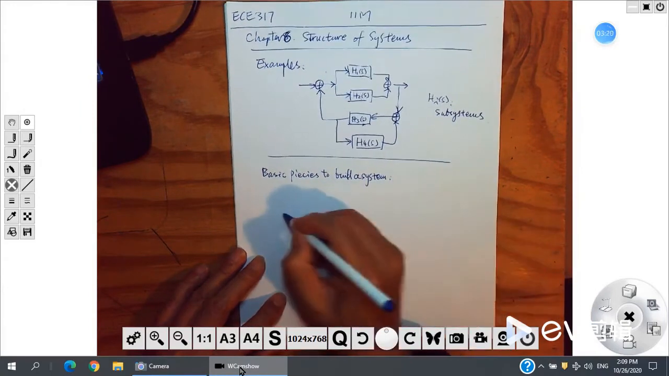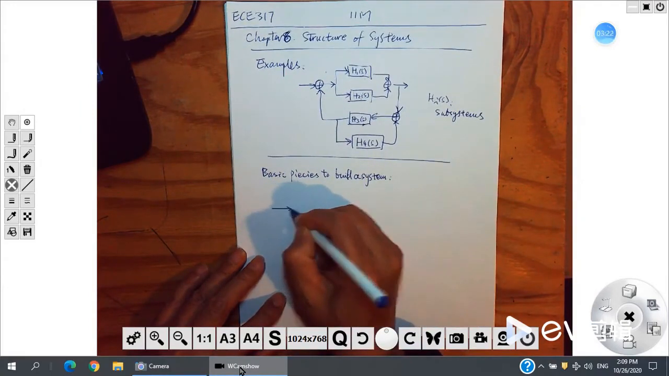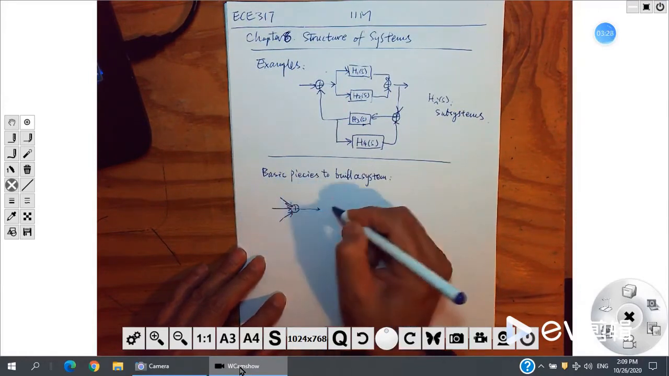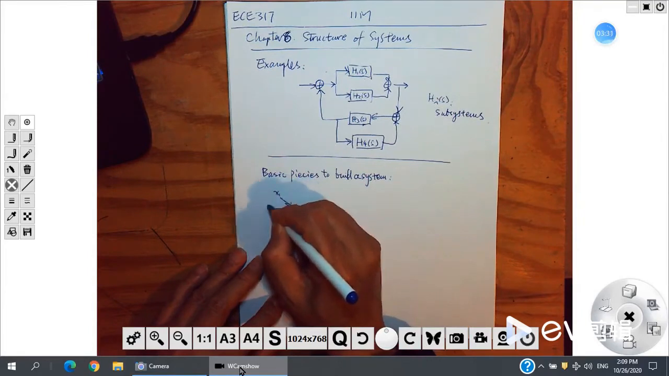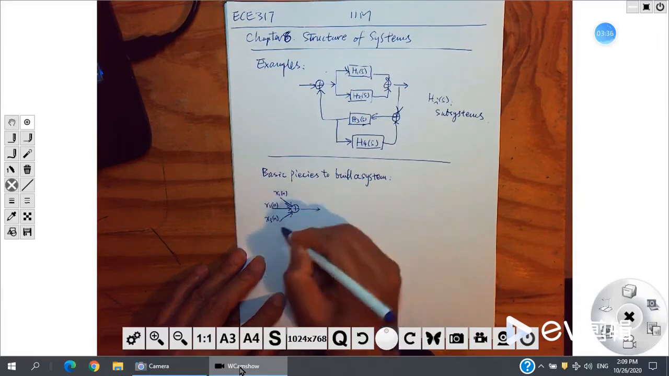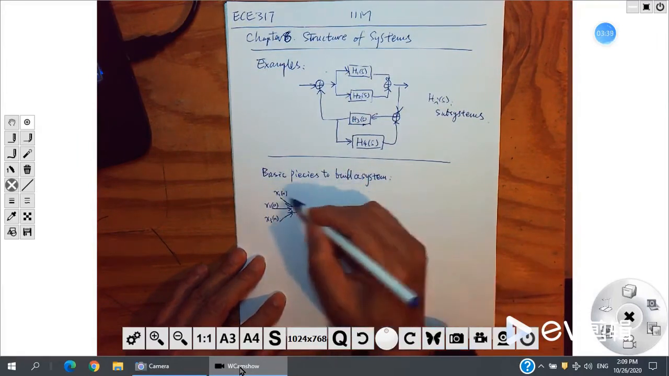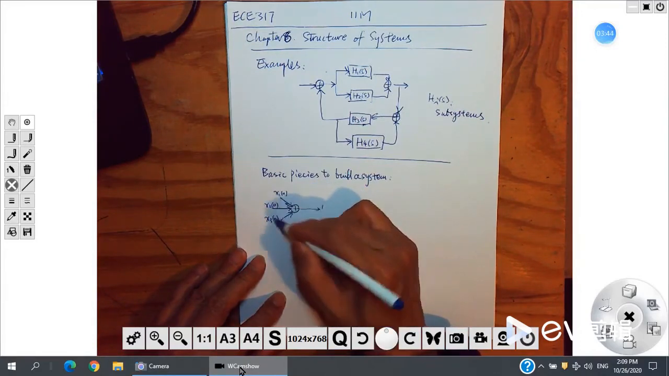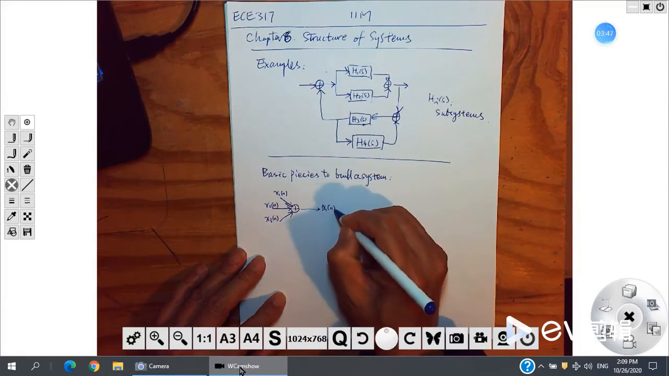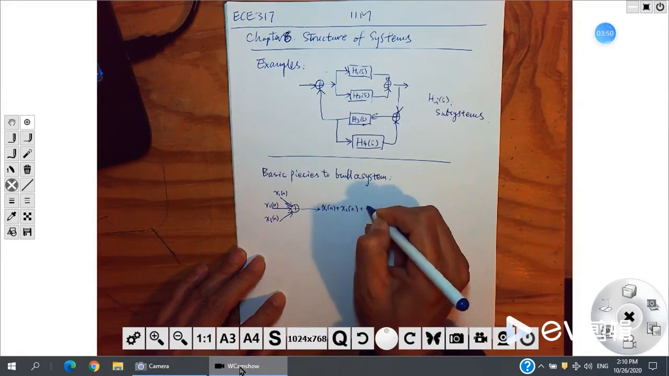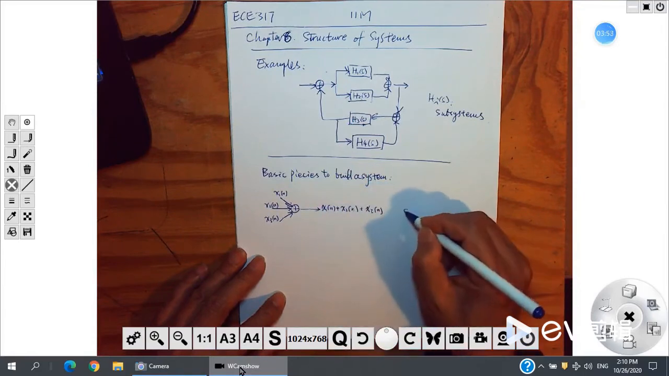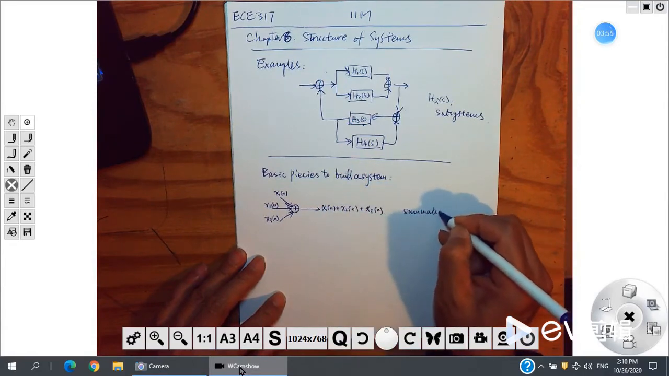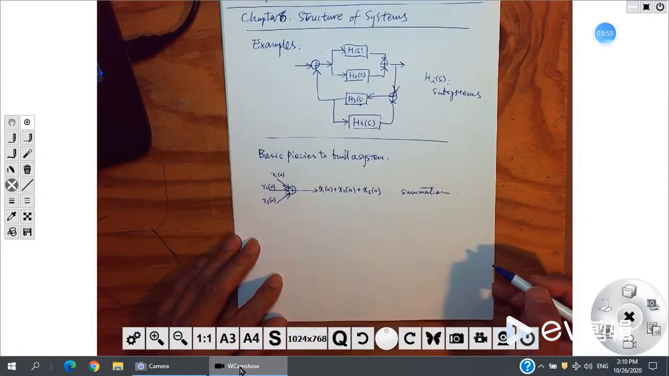We have 3. One is just a summation. If you have several signals, you do a summation. You have x1 of n, x2 of n, x3 of n, maybe more, maybe less, but at least 2, right? Add 2 or more together. Then this side will be the output of the summation, x1 plus x2 plus x3. Okay, it's a summation. It's the first basic piece.